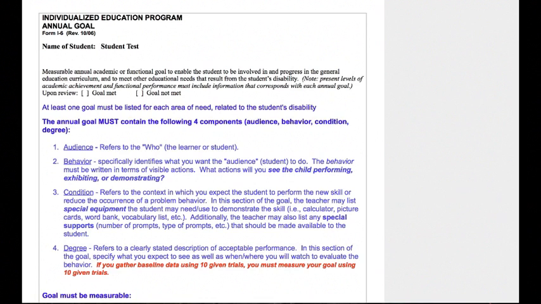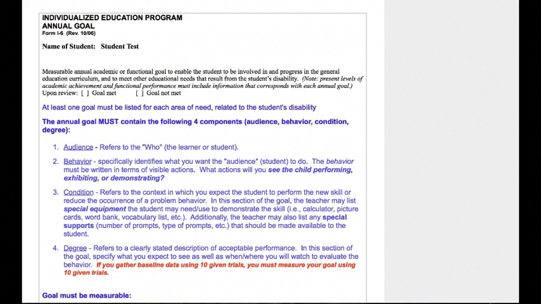The next component is condition. So in what environment, in what context do we want this student to perform this behavior? In this section of the goal, you're going to also want to make sure that you include things like special equipment that the student might need to demonstrate the skill. For example, if the student requires a calculator to engage in the decomposition of numbers, you're going to want to make sure you document that within the goal. Or if they require the use of a visual schedule to navigate their day, you're going to want to document that.